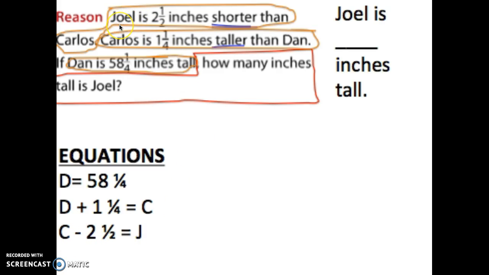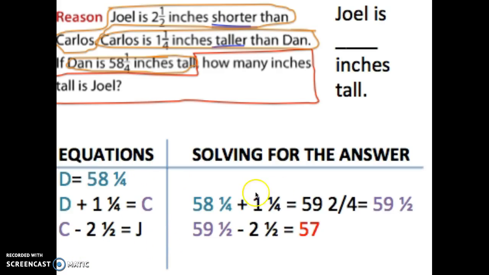I got this information from the first important information that I circled. Joel is 2 1/2 inches shorter than Carlos. So this lets me know that Joel's height is going to be shorter than Carlos's height, which tells me I'm going to be subtracting. Once I get my equations, then I can go ahead and solve them out. I already know what Dan's height is, so I can plug it into my second equation for 58 1/4 plus 1 1/4. My denominators are the same, so I can go ahead and add like normal. 58 plus 1 is 59. 1/4 plus 1/4 is 2/4, which simplifies to 1/2, so 59 1/2.